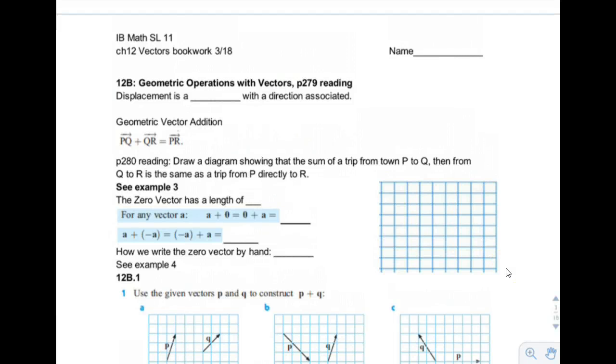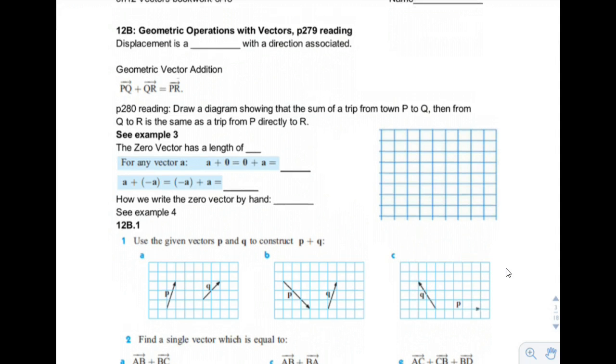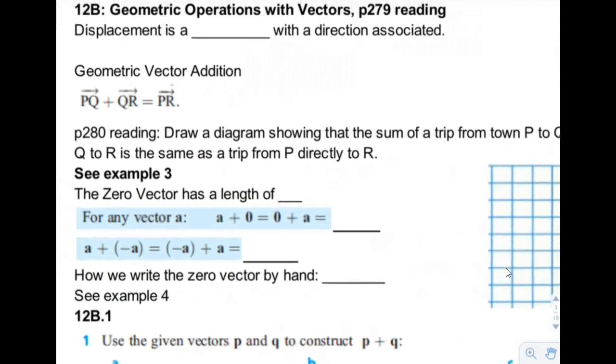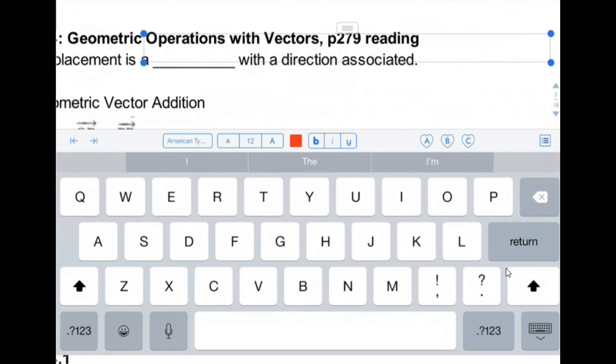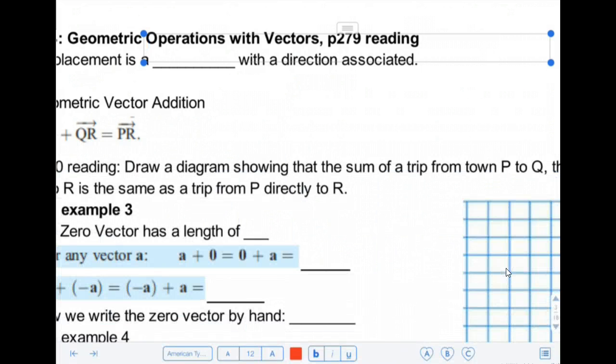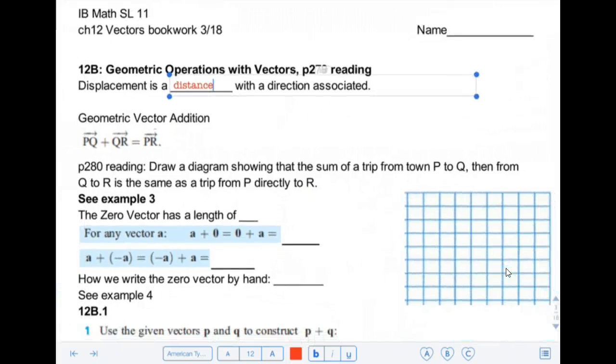Page 3 of vectors. Displacement is a distance with a direction associated with it. If you remember from maybe physics, displacement is kind of a fancy word for distance. The main difference between distance and displacement is that distance is like a magnitude, just a size, and displacement is a distance with a direction.